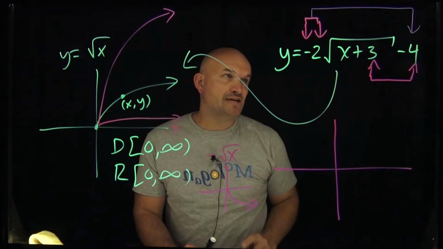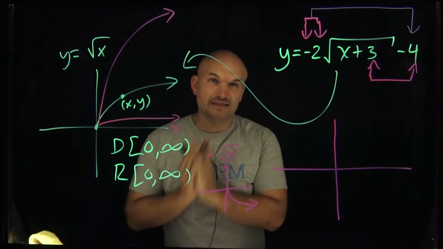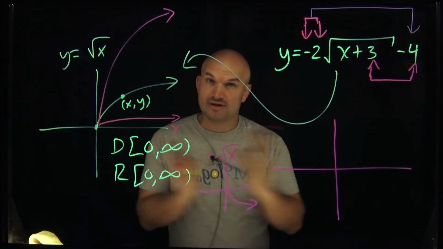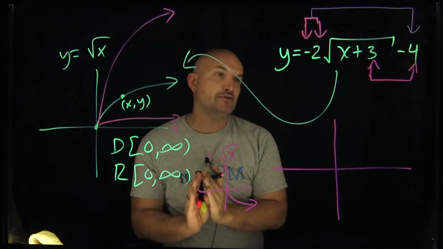Now we need to recognize, well, what is the 3 and the -4? So the 3 is going to be shifting the graph 3 units to the left, because remember, that's horizontal, and when it's a +3, just think always the opposite. So that's why we're going to be moving 3 units to the left.